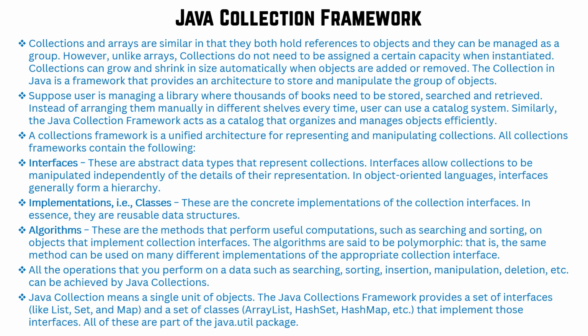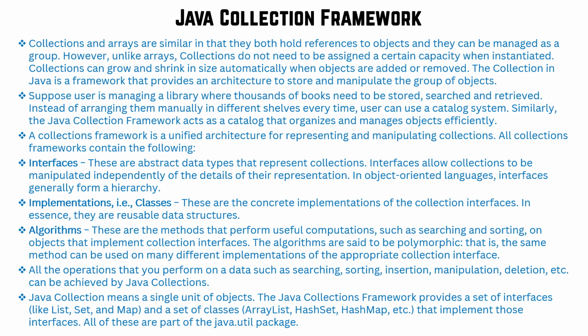Okay, so collections and arrays are similar in that they both hold references to objects and they can be managed as a group. However, unlike arrays, collections do not need to be assigned a certain capacity when instantiated. Collections can grow and shrink in size automatically when objects are added or removed. The collection in Java is a framework that provides an architecture to store and manipulate the group of objects.